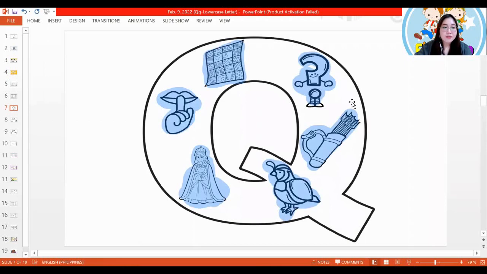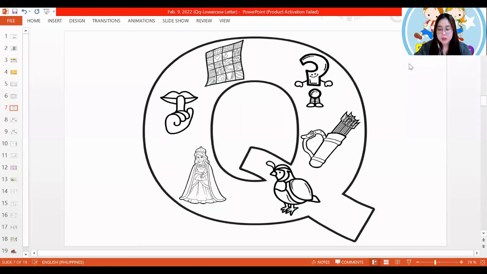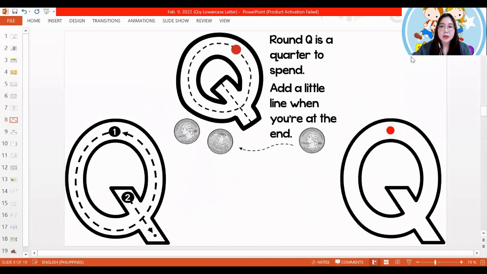So let's have our writing the letter. So get your whiteboards and your whiteboard markers. Let's start by writing our capital letter Q. So remember, we start at the top. We make a big curve, go all the way down to the bottom. Then we continue all the way up. And we make a slanting line down.